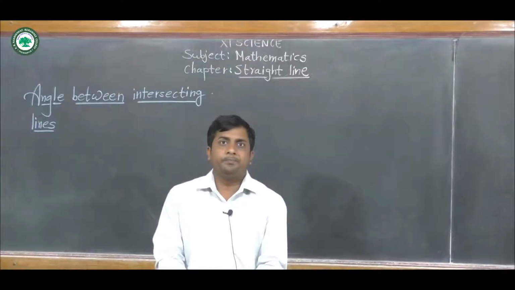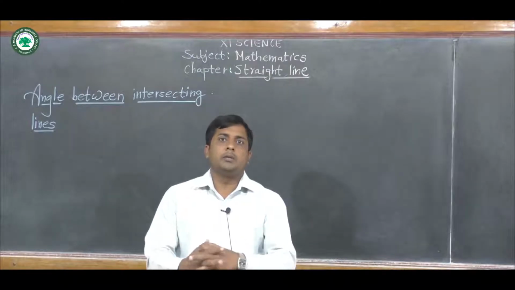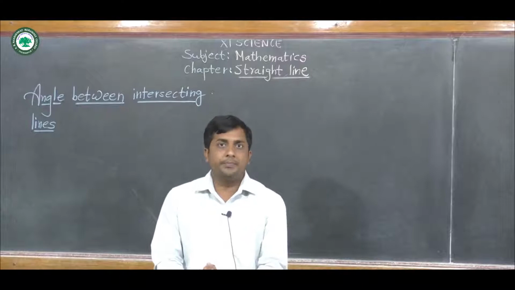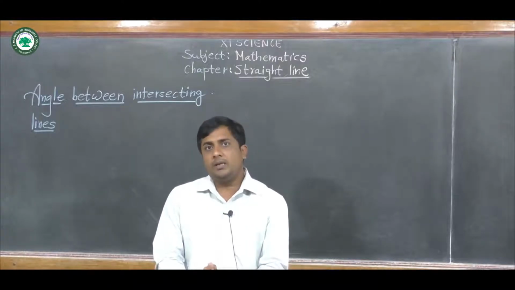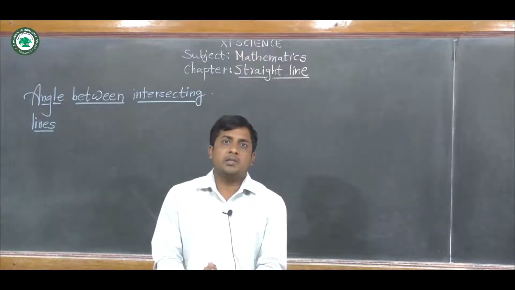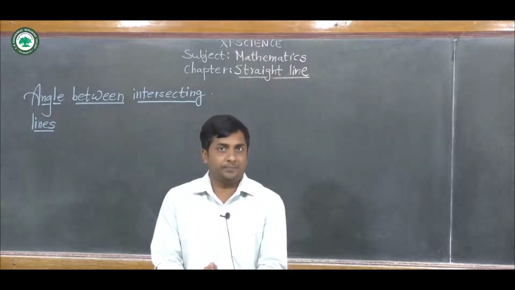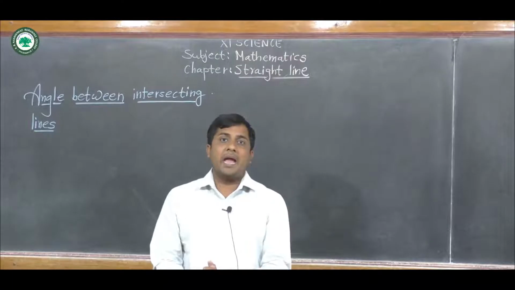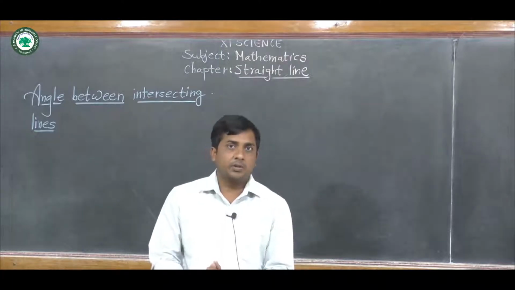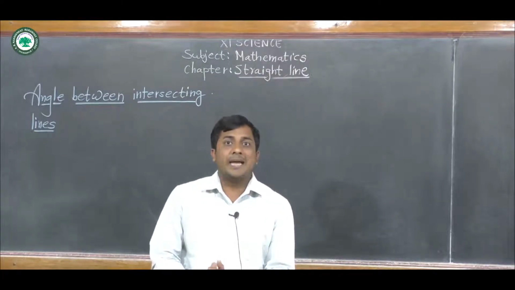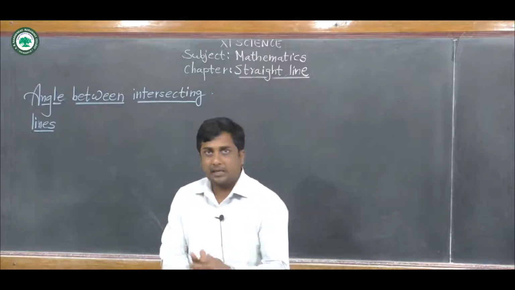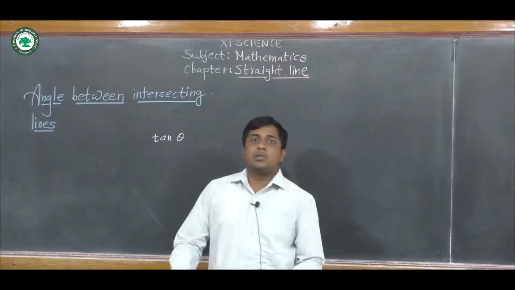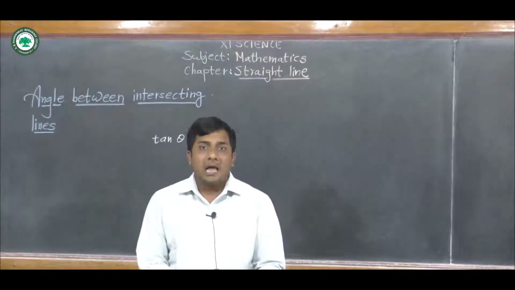Hello everyone. In the previous lecture, we covered the concept of the chapter Straight Line, in which we saw how to find the slope of a given line. If theta is the acute angle between the line and the x-axis, then by using tan theta, I repeat again, by using tan theta, we find the slope of the line.